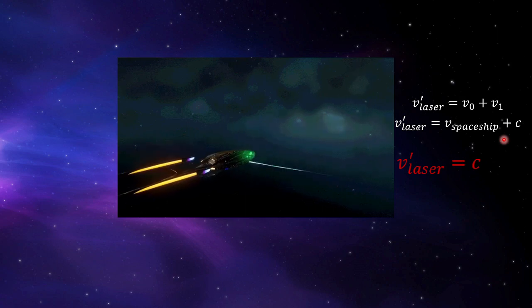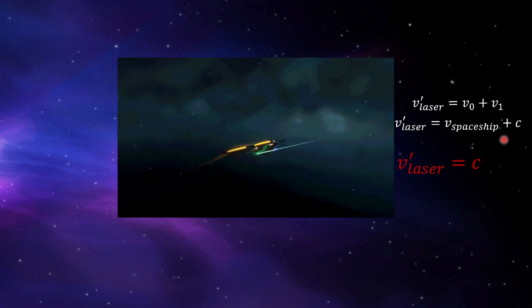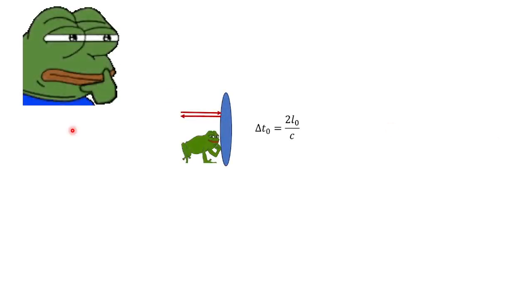Now, what about the measurement of space or length? Consider that we have a volunteer. His name is Pepe the Frog. For example, Pepe is standing still. His body length is L naught.